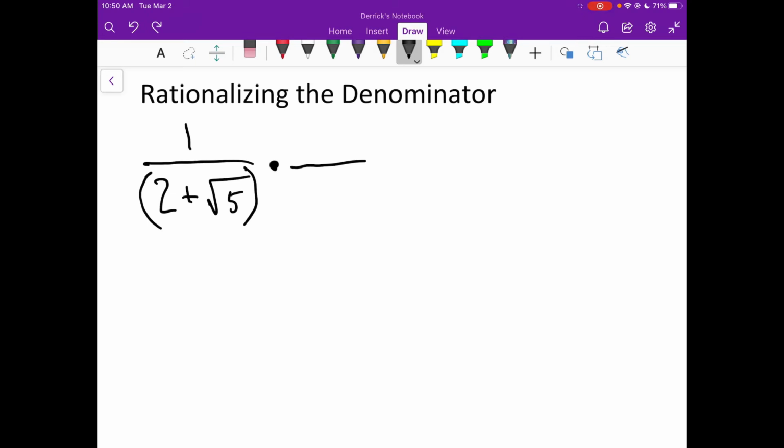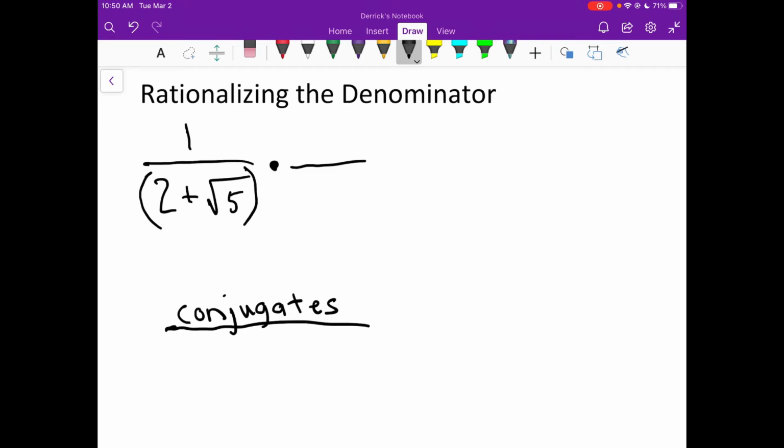Instead, what we're going to have to do is use something called conjugates. Now you may recall we have talked about imaginary numbers, and we've done a lesson talking about how to rationalize the denominator with imaginary numbers, and we use the term conjugates there as well. So you may already be familiar with conjugates. If not, it's not a big deal either way.